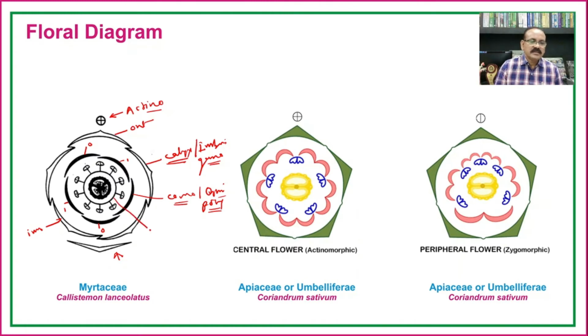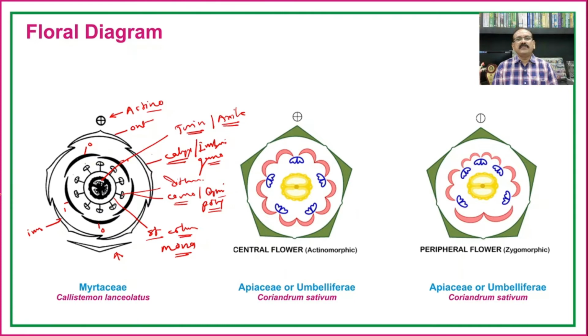Here this is a staminal column in which the filaments of all the stamens fuse together forming a single bundle, and that is known as the monadelphous condition. Here the anthers which are drawn are dithecous and introrse, and the gynoecium is tricarpellary, syncarpous with axile placentation.